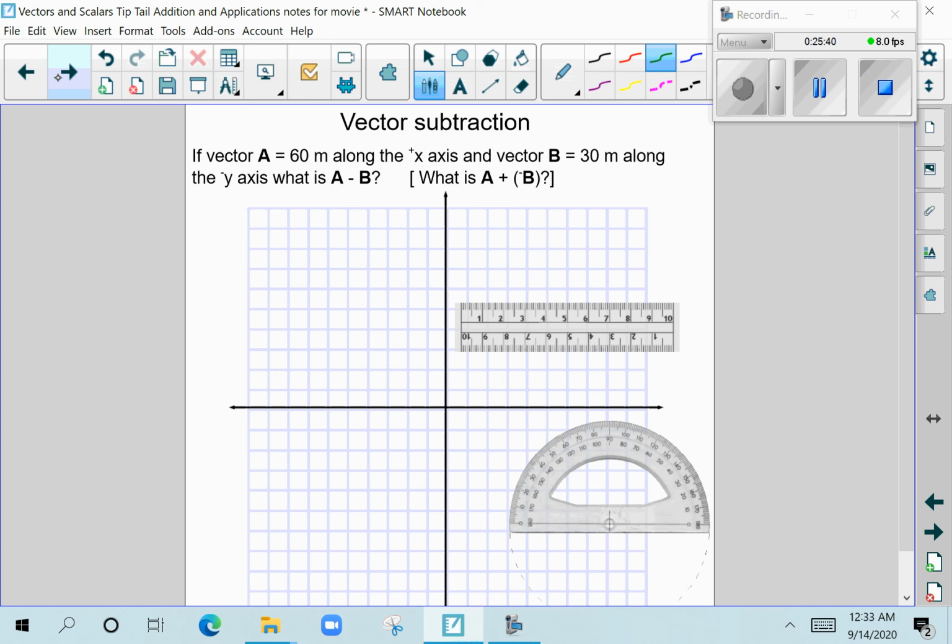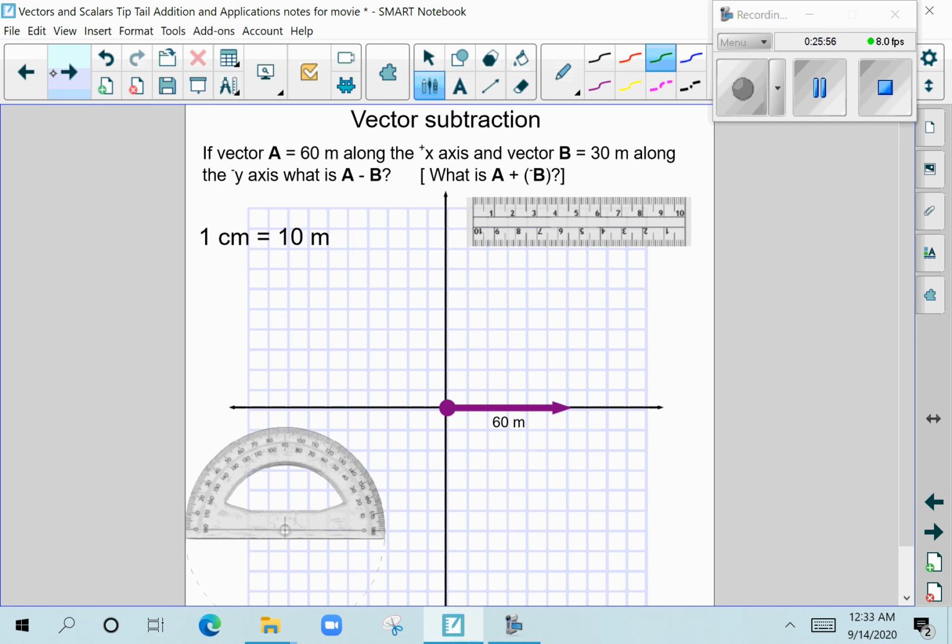Now, when you say that, that's going to make a lot more sense, because if B is 30 meters along the negative y-axis, then the opposite of B would be 30 along the positive y-axis. It's a little bit more instinctual.